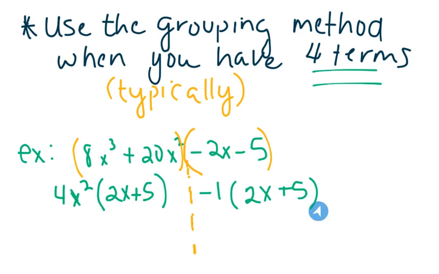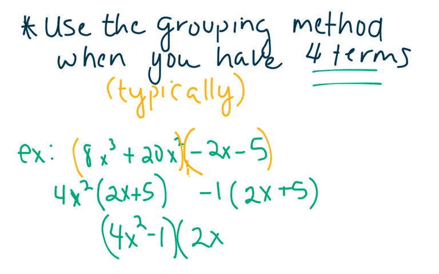We want our terms inside the parentheses to match up, and they do. So my last step here is to write my factored form completely. And what I'm going to do is take these 2 terms that I pulled out in front and create a quantity. And this is my second quantity, what's left in the parentheses: 2x plus 5. And we're done.